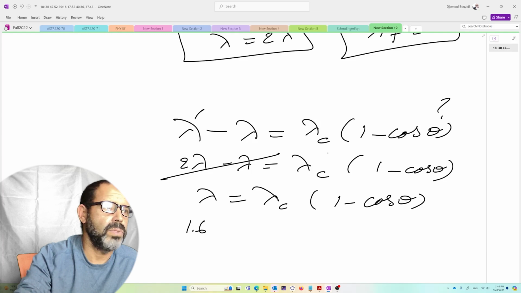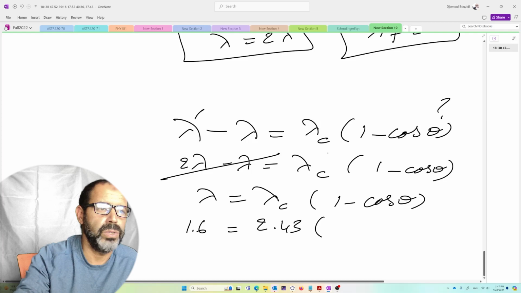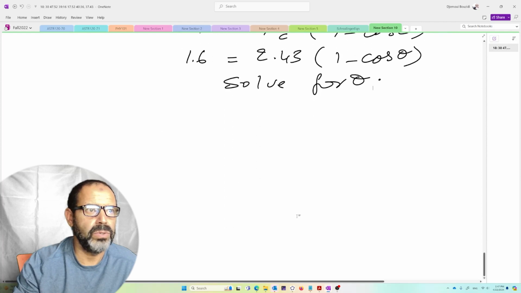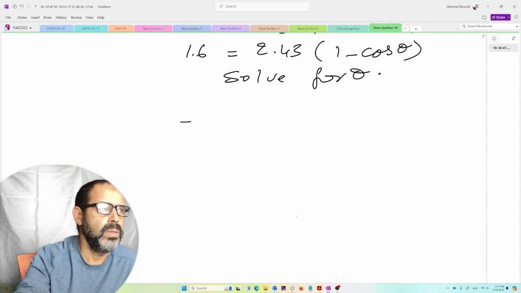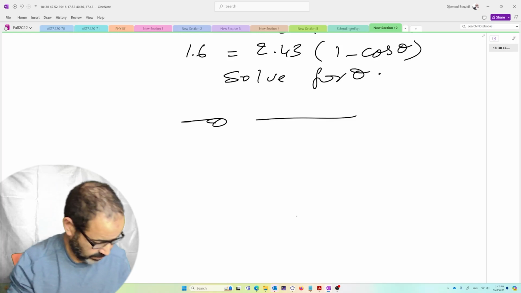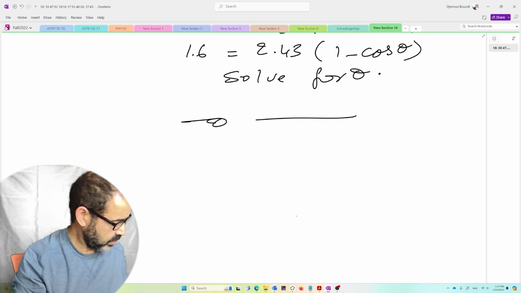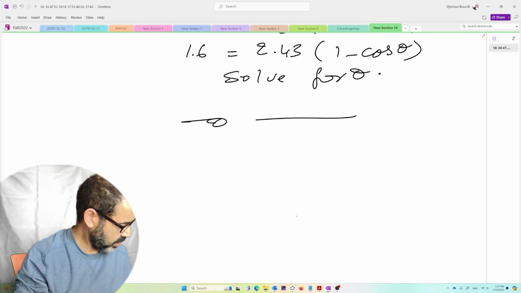This is equal to 1.6 picometers. This is 2.43 picometers. There is no need to convert anything. Everything is in proper units. And from here you solve for theta. Just divide by 2.43, move things around, and use the arc cosine. So this is straightforward, hopefully. If you have any questions, please don't hesitate. I know the exam is on Wednesday and today is Monday, so hopefully you guys will be okay.